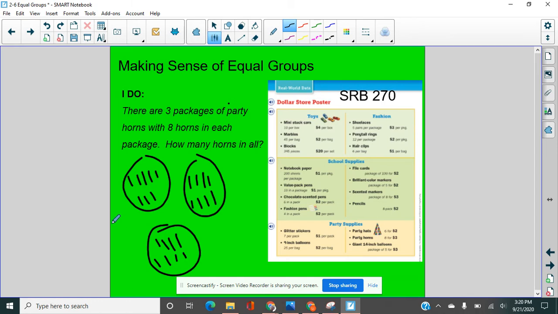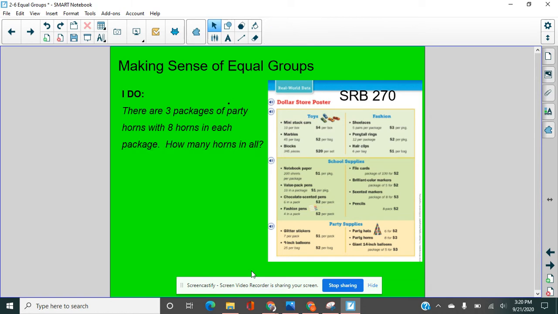Now I have to count up every single one of these, right? And if I miscount, I'm going to end up getting the problem wrong. So that is one thing that we could do. Now, what else could we do? What if we wanted to get this to be a little bit more efficient?